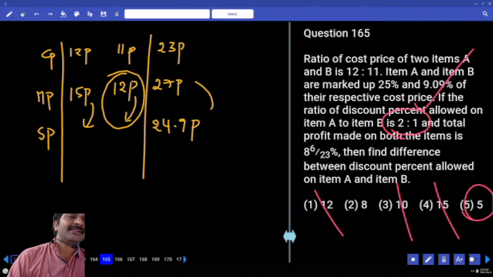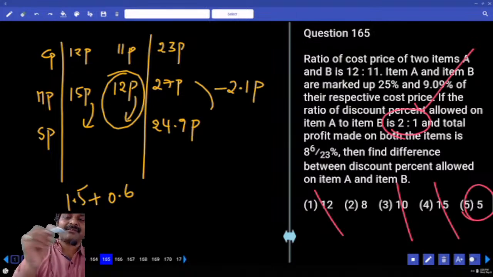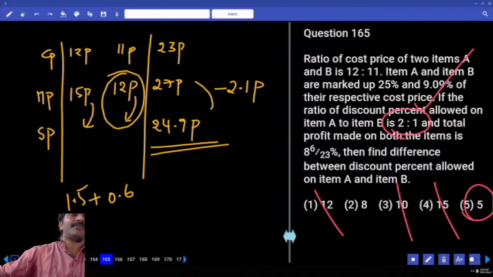What is 5% of this number? 0.6. If that is 5%, on this we need to calculate 10% only. 10% in the sense 1.5. Both discounts together, that must be 2.1. If 2.1 parts is subtracted from 27 parts, will you get 24.9 parts or not? Fifth option is the final answer.